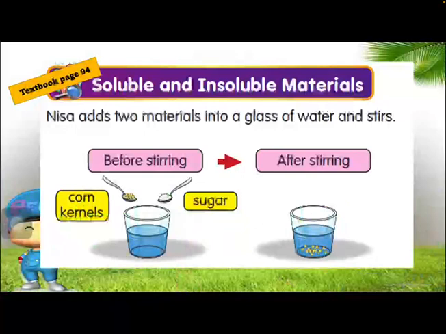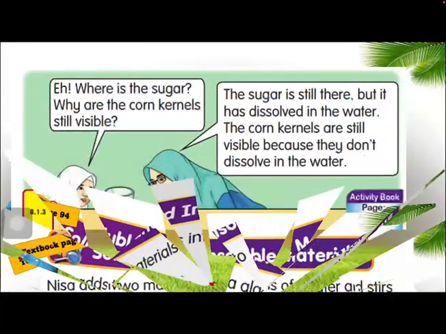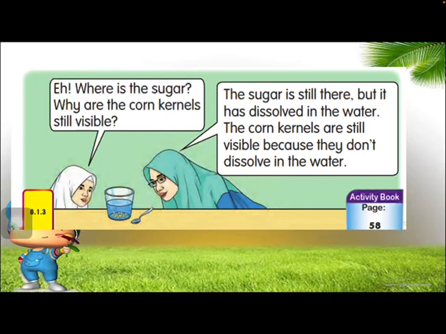Before stirring, look there: corn kernels and sugar. And after stirring, we can only see the corn kernels. Where is the sugar? Why are the corn kernels still visible? The sugar is still there, but it has dissolved in water. The corn kernels are still visible because they don't dissolve in the water.